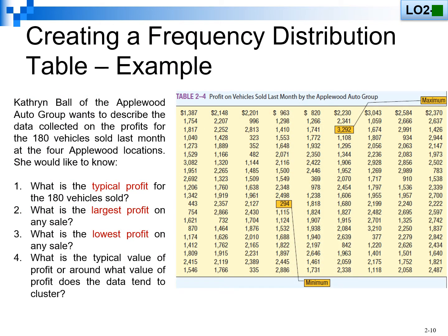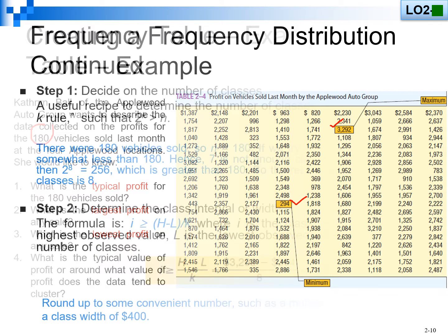And then in the next couple slides, I'm going to walk you through how they came up with determining what should be the class width and how many different classes they should come up with. Using this as the example, there's 180 vehicles that were sold, and this is just a random selection. This slide shows the maximum and the minimum profit that was made on each vehicle sold. And then we're going to take this information in the next couple slides and show you how you can convert it into a more meaningful frequency distribution.